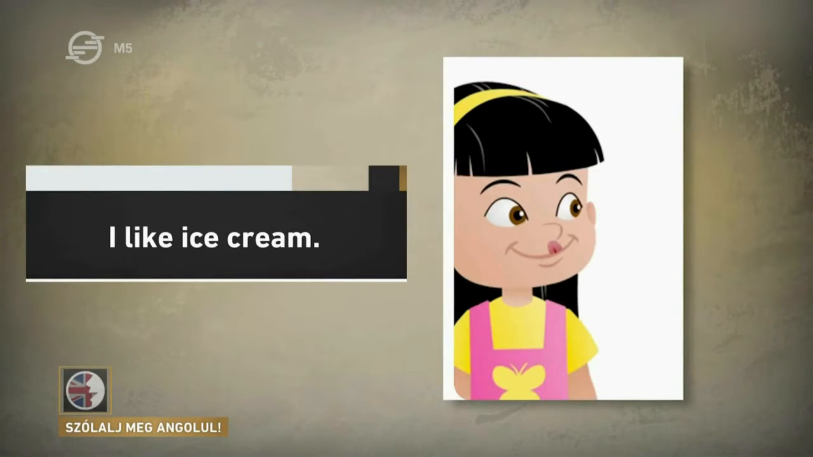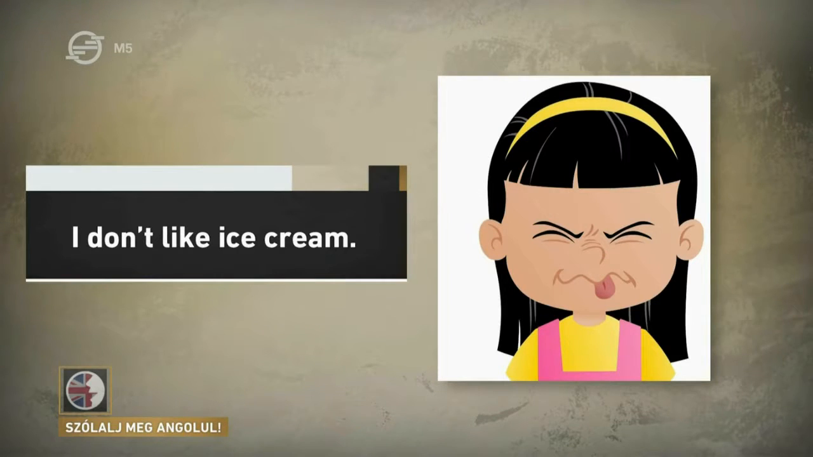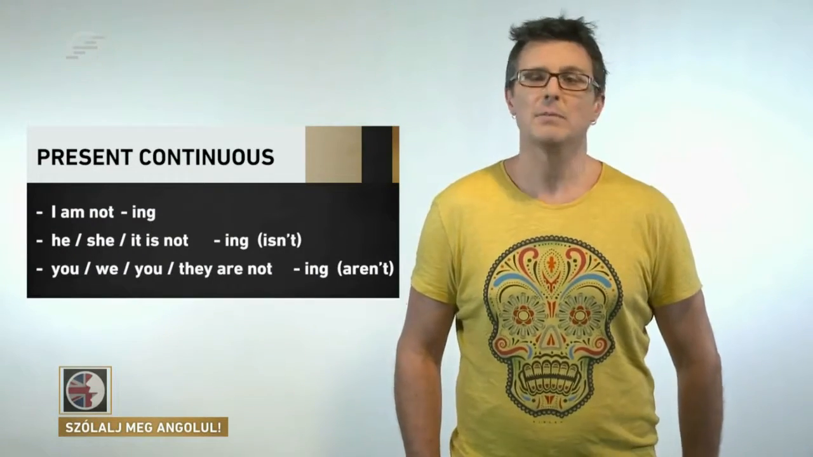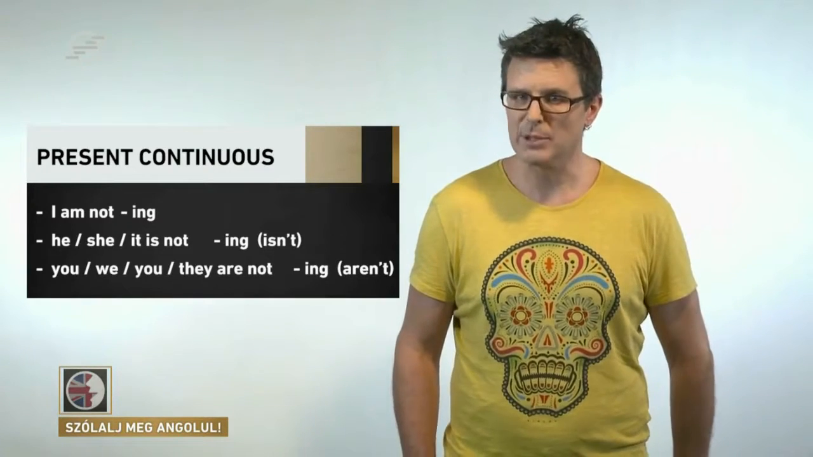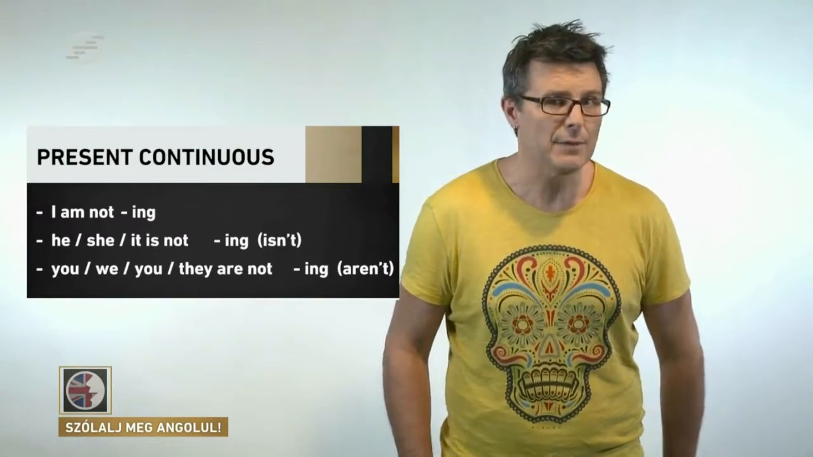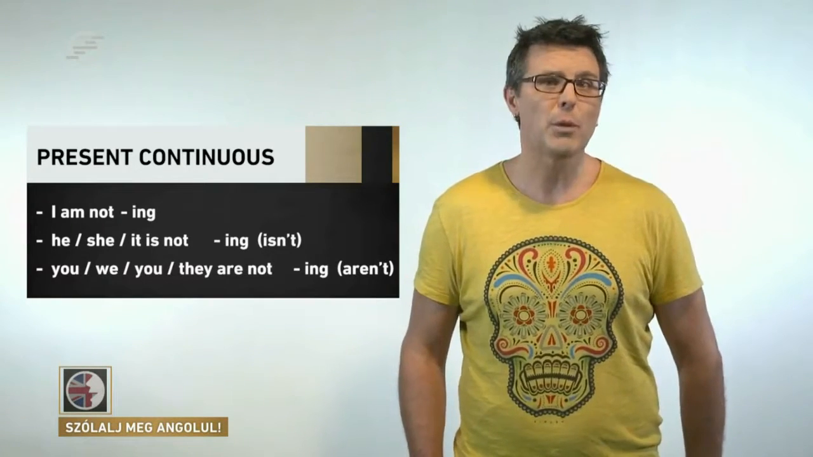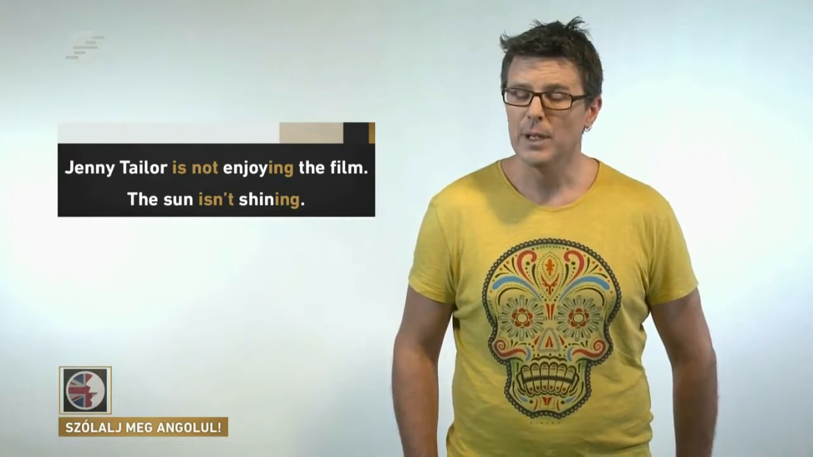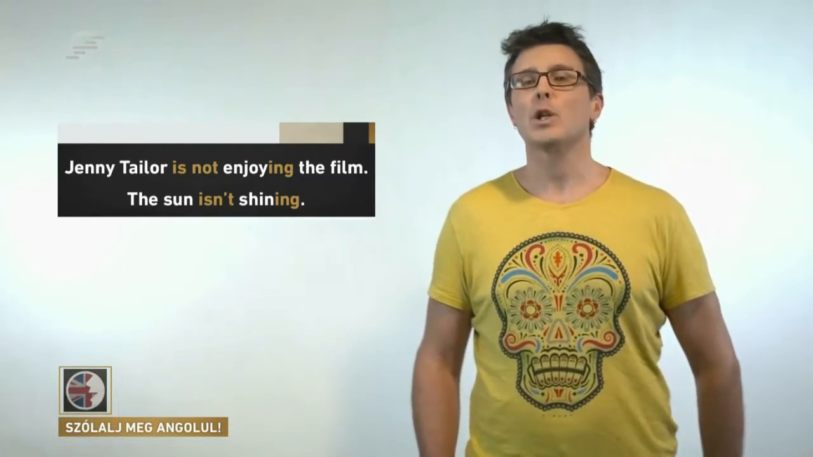I like ice cream becomes I don't, do not like ice cream. We put the do, does, not between the subject, I, you, Alfredo, Loretta, and the main verb in the infinitive. Okay, and when we make negatives in the present continuous, which word do we use? Correct-a-doodle-doodle-doo. We use not again. We put not between the subject, I, you, Dave, Jenny Taylor, and the ing form of the verb. Like this. Jenny Taylor is not enjoying the film. The sun isn't shining. Great.